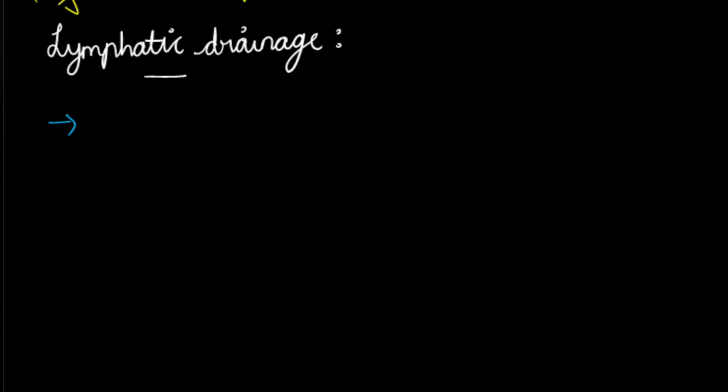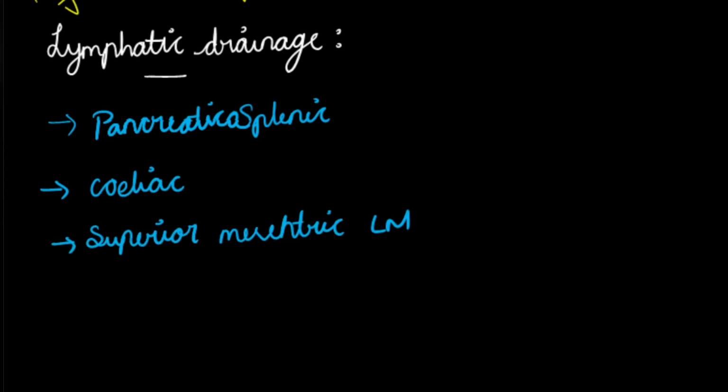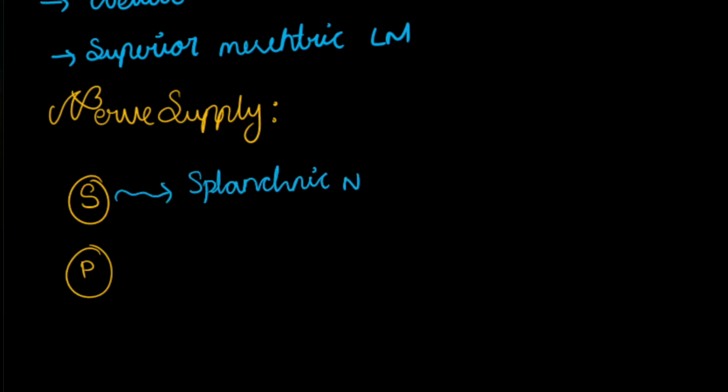So in case of lymphatic drainage, it will be through pancreatico-splenic lymph nodes, then celiac and superior mesenteric groups of lymph nodes. All these lymph nodes are mainly present along the arteries. So in case of nerve supply, we will be having both sympathetic and parasympathetic supply. Sympathetic supply is through the splenic nerves and parasympathetic is through the vagus.